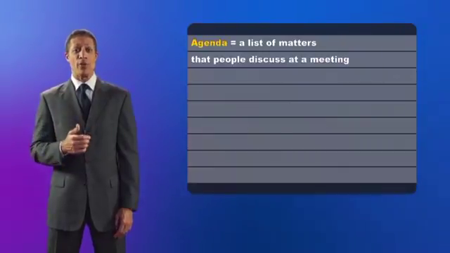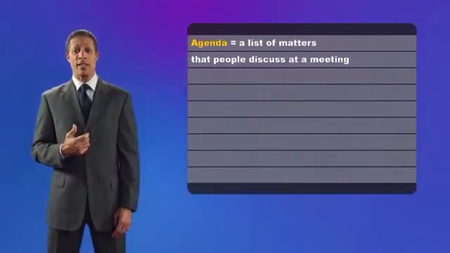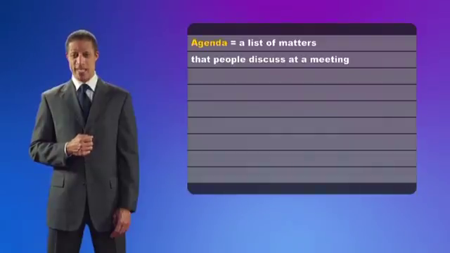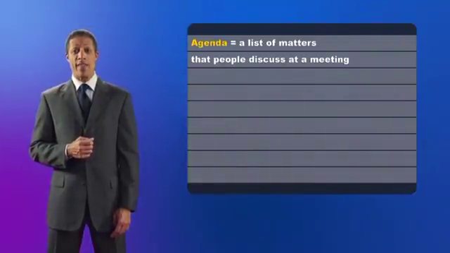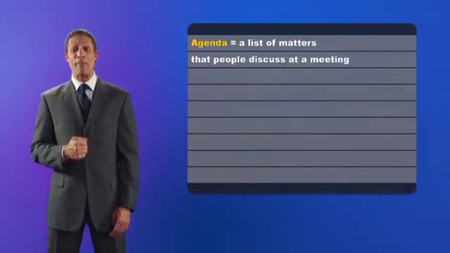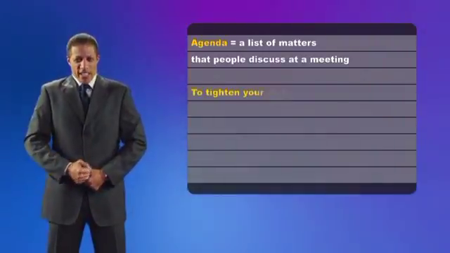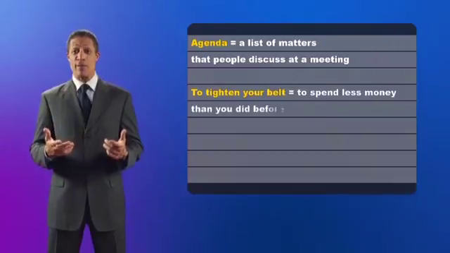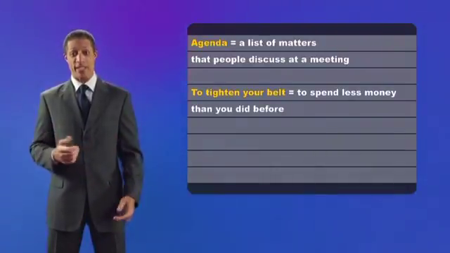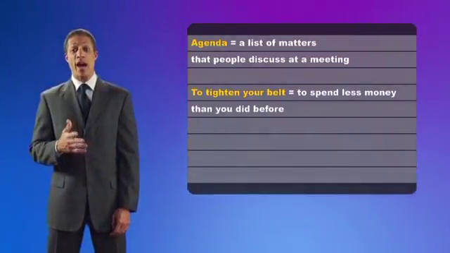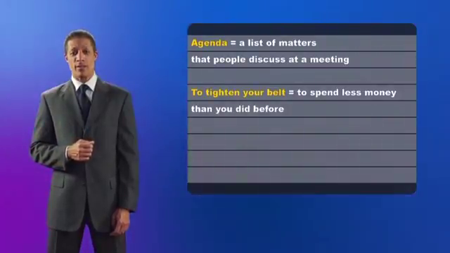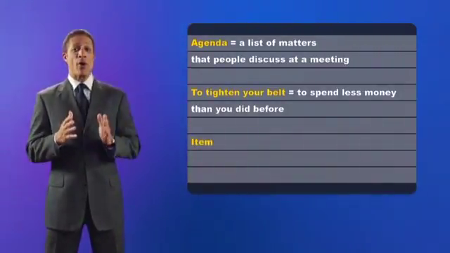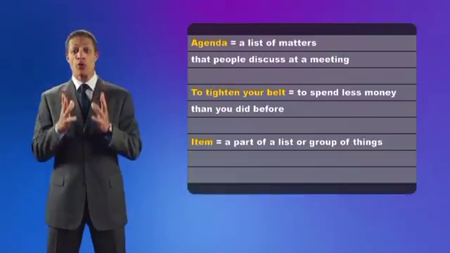In this episode, the main objective of the meeting is cutting expenses. In other words, they have to tighten their belts. To tighten your belt means to spend less money than you did before because you have less of it. There are 4 items on the agenda. An item is a part of a list or group of things.